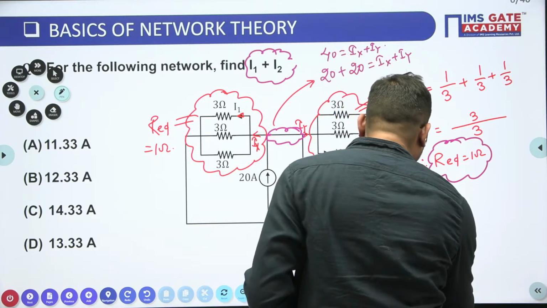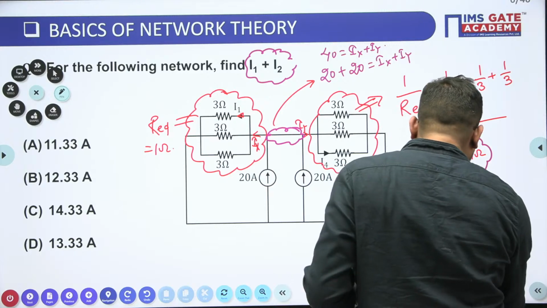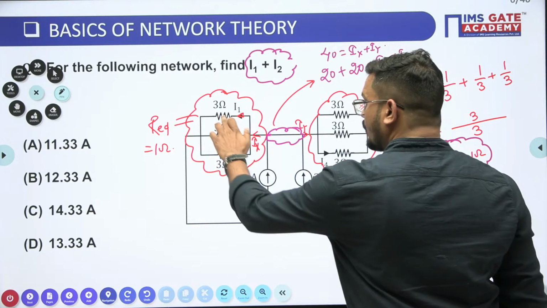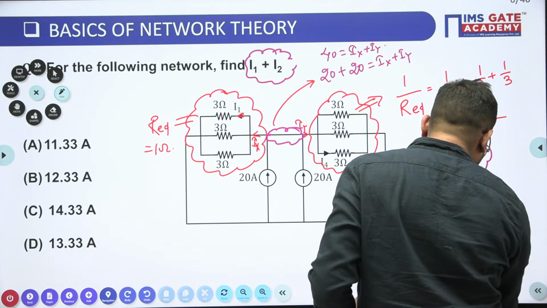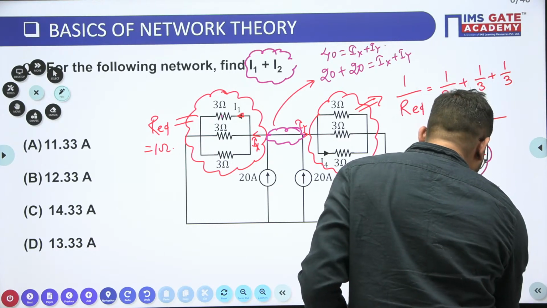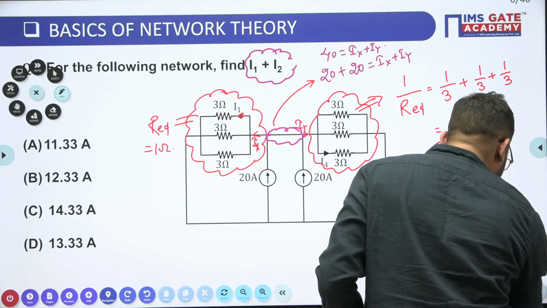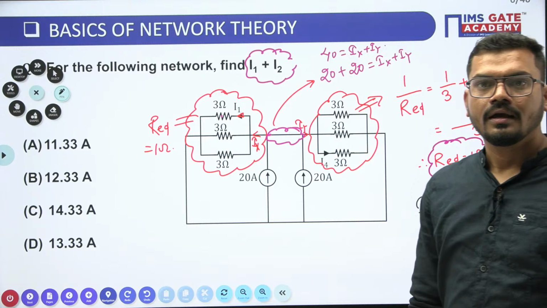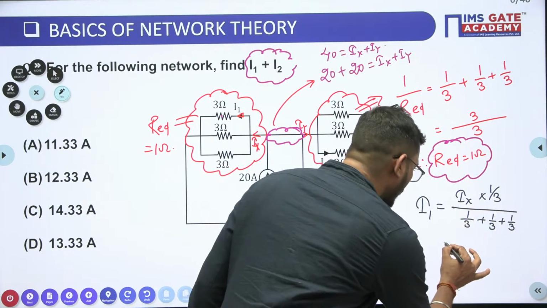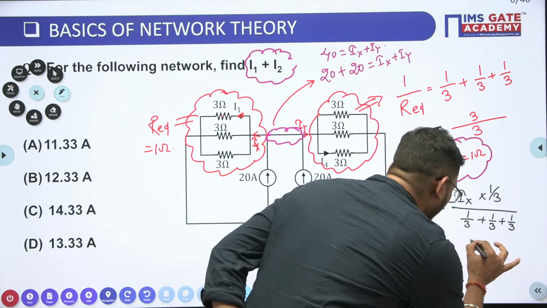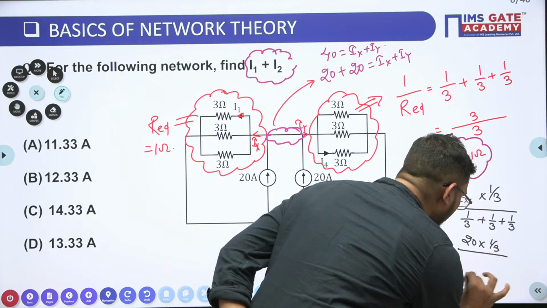So we can write here I1 is, by current division, the total incoming current which is Ix, into 1 by 3 divided by 1 by R equivalent, which is 1 by 3 plus 1 by 3 plus 1 by 3. Is it clear, yes or no? Okay, very good. So Ix is how much? Ix is 20. So this is 20 into 1 by 3, divided by 3 by 3.